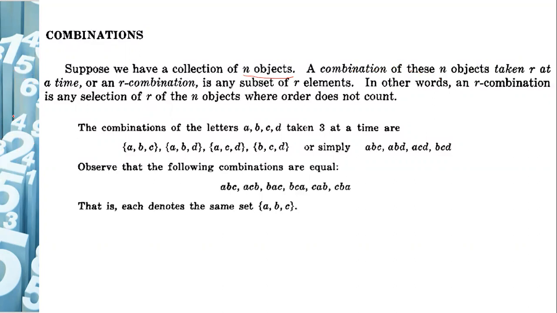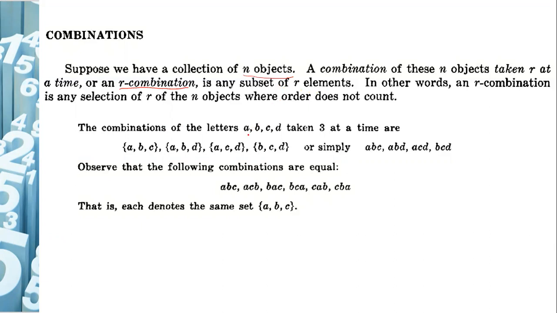Those are the two ways we can say it. So what is an r combination? It is simply a subset of r elements. We can say it is a selection of r objects from n objects. In other words, a subset of r elements. That is what we call r combinations.